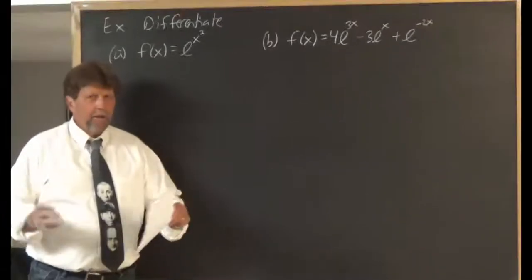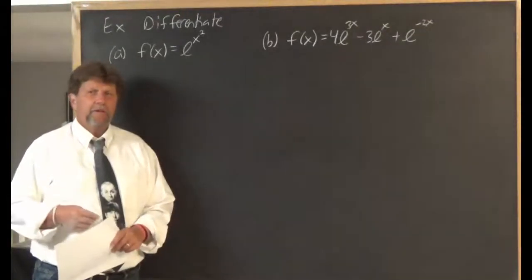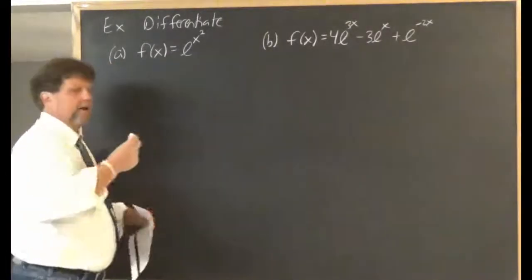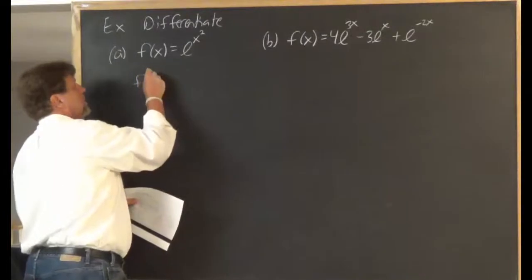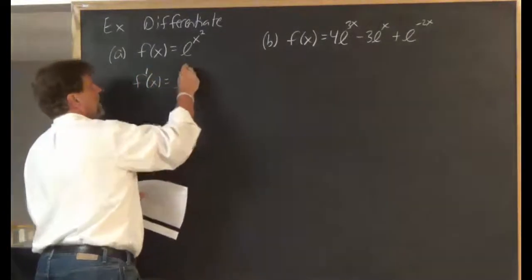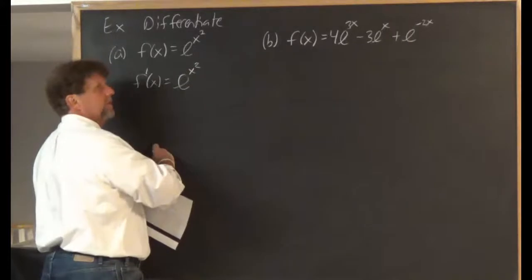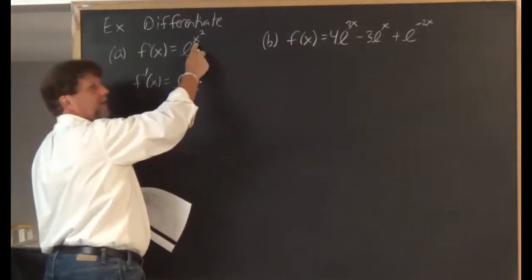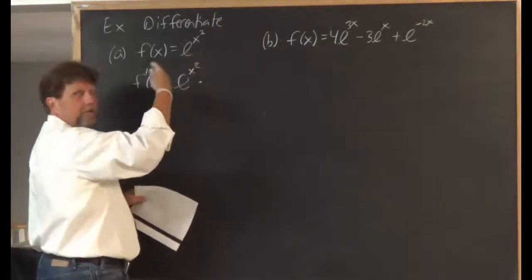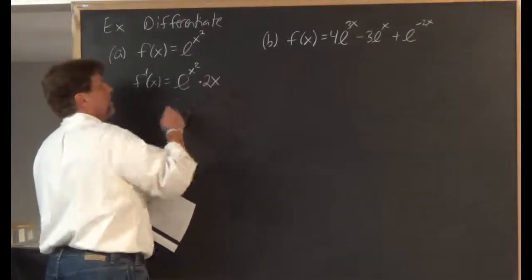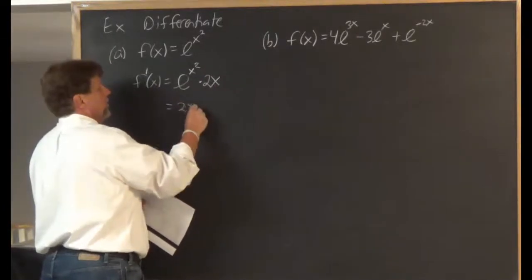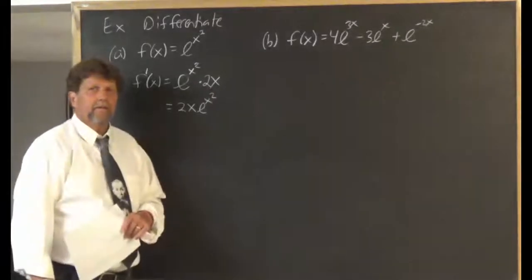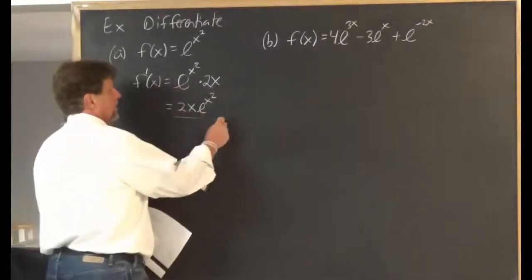All right, folks, going to practice doing some derivatives of exponential functions. Part A. f of x equals e to the x squared. So the derivative starts off as e to the x squared. Then you have to remember to multiply it by the derivative of the exponent. That's the chain rule. Do the derivative of the exponent, which gives you 2x. Or if you prefer to write it as 2x e to the x squared, that's fine. That's it. That's all there is to it.